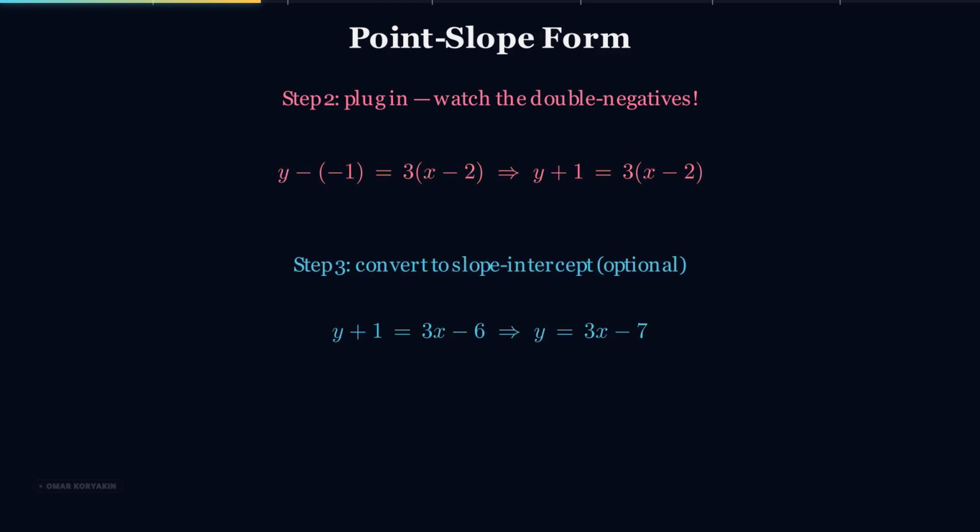Step 3. Optionally convert to slope-intercept form by distributing the slope across the parentheses and isolating y on the left. The conversion is a couple of algebra steps and produces the equivalent y equals mx plus b form, with b being whatever falls out of the rearrangement. Both forms describe the same line. The choice of which form to leave the answer in depends on what the problem asks for and which form is more useful for the next step of the work.